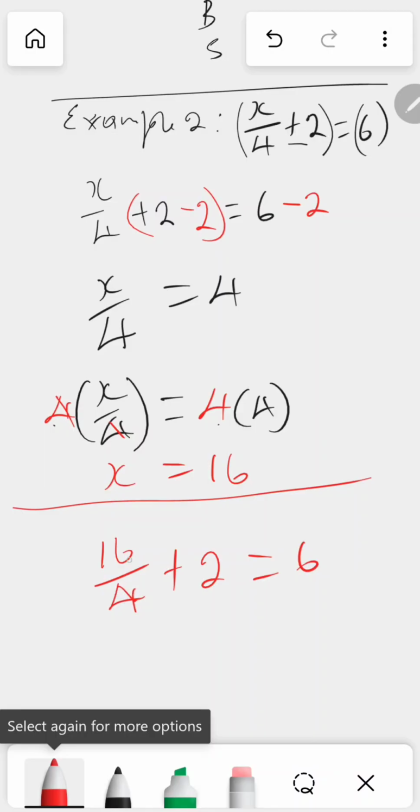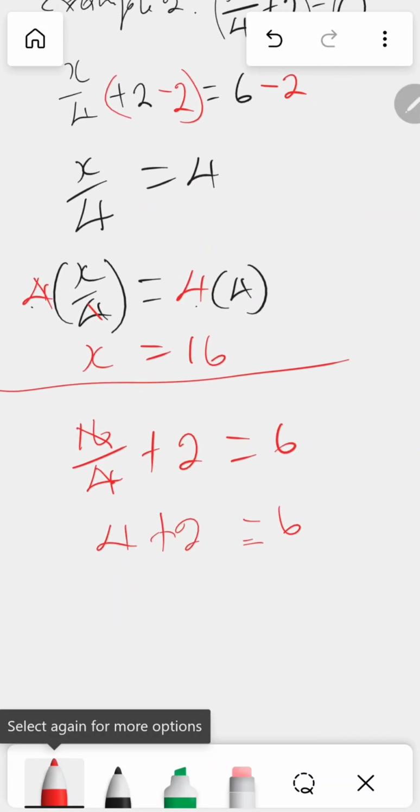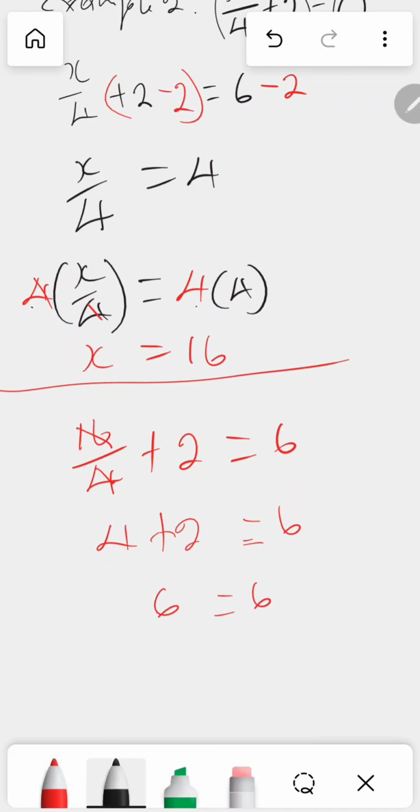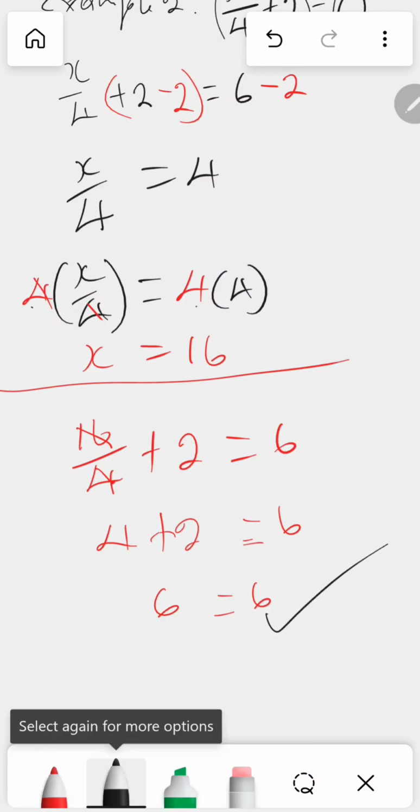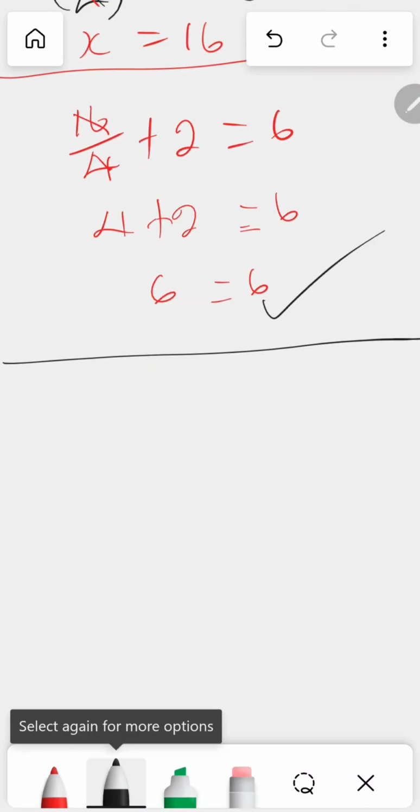4 into 16 is 4. So we're left with 4 plus 2 equals 6. Looks like we're getting somewhere, right? Good. So 4 plus 2 is 6 and 6 is equal to 6. So this is absolutely correct. Now we will move into another example, and let's call this example 3.